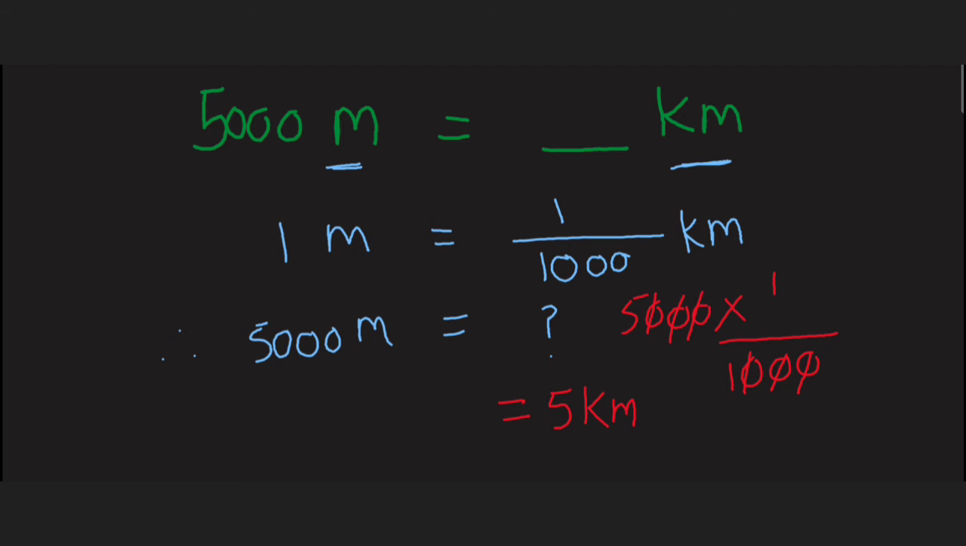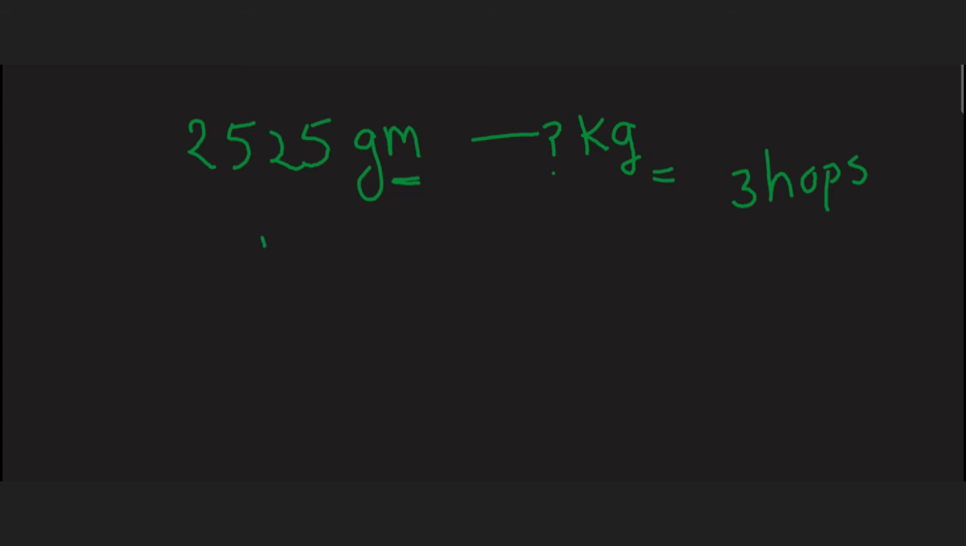Let us take another example. Suppose 2525 grams has to be converted into kilograms. How many kilograms? So how will you go for it? Now here again we know that this is smaller unit and we have to convert it into bigger unit, and from gram to kilogram we have 3 hops. That means 1 gram is equal to 1 upon 1000 kilogram. This is what we have learnt.